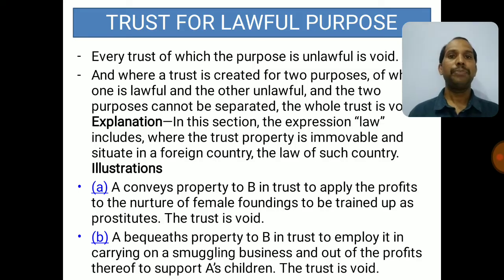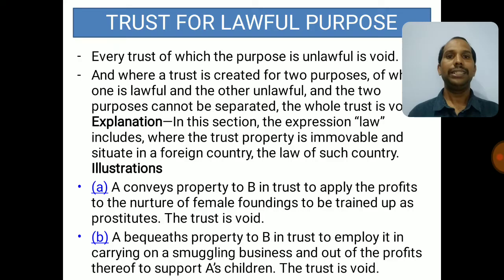Now the illustration: A conveys property to B in trust to apply the profits to the nurture of female foundlings to be trained up as prostitutes. Now the first part says very beautifully that A conveys property to B in trust to apply the profits to the nurture of female foundlings. Till then it is okay, but for what? To be trained up as prostitutes. Prostitution is not legal, it is unlawful, so the trust is void.